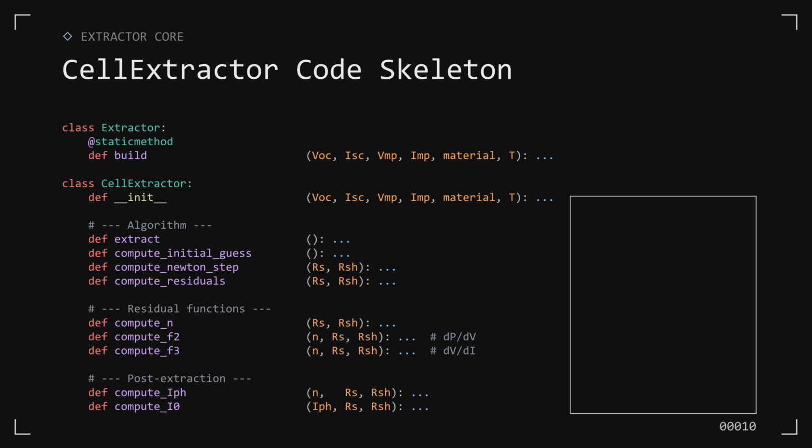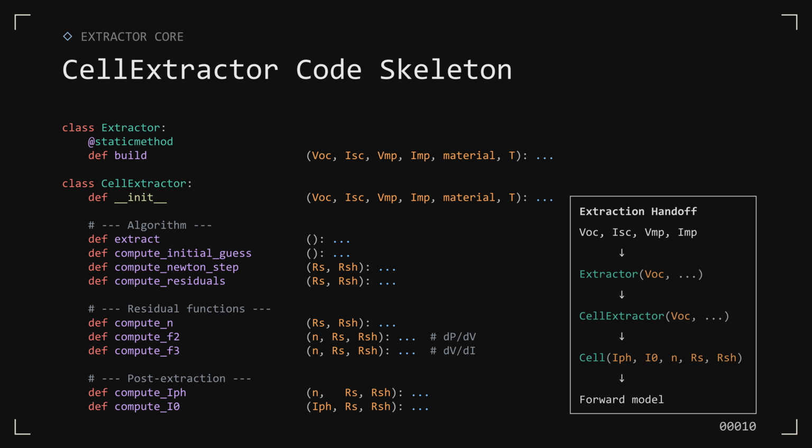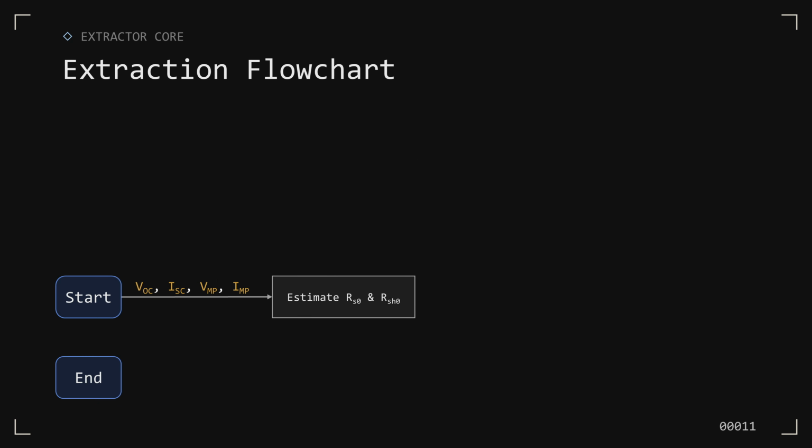In code, the process ends up being that you pass the datasheet values into extractor.build, which instantiates the CellExtractor class. The CellExtractor runs the solve and creates a cell object containing the model parameters, and we'll talk about that next, including the forward model that lets you turn model parameters back into operating points on the curve. It might also be helpful to look at this whole process as a flowchart.